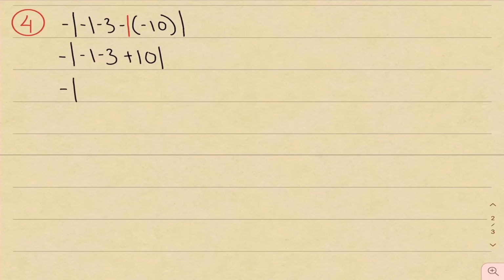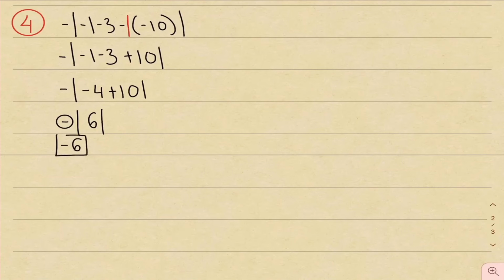So now I have negative 1 minus 3, that's negative 4. I'm going to rewrite plus 10. So now it's negative. Negative 4 plus 10 is just positive 6. So this negative sign over here, again, don't get confused, that's outside of the absolute value, so I'm just going to rewrite it. And now the absolute value of positive 6 is just positive 6. So the answer is going to be negative 6.